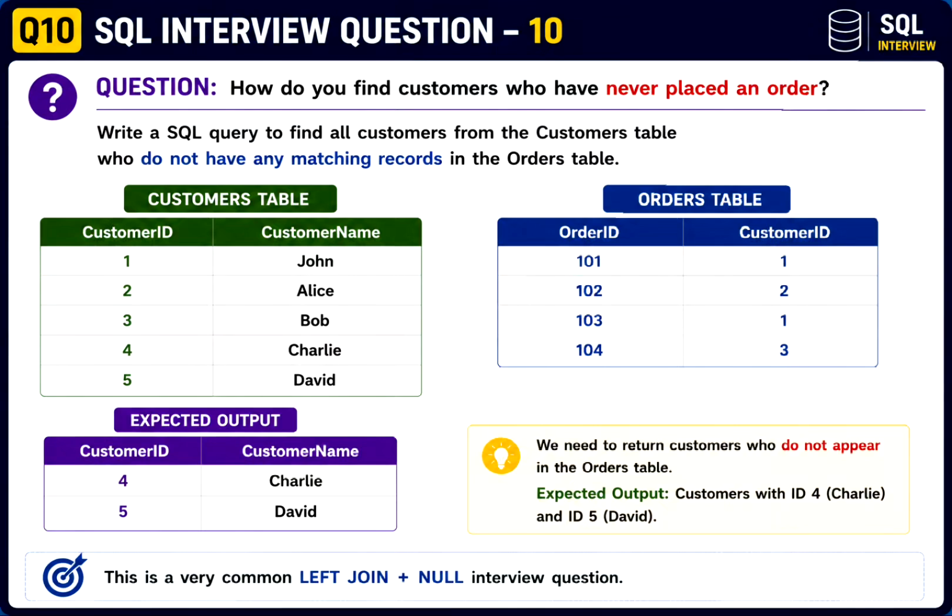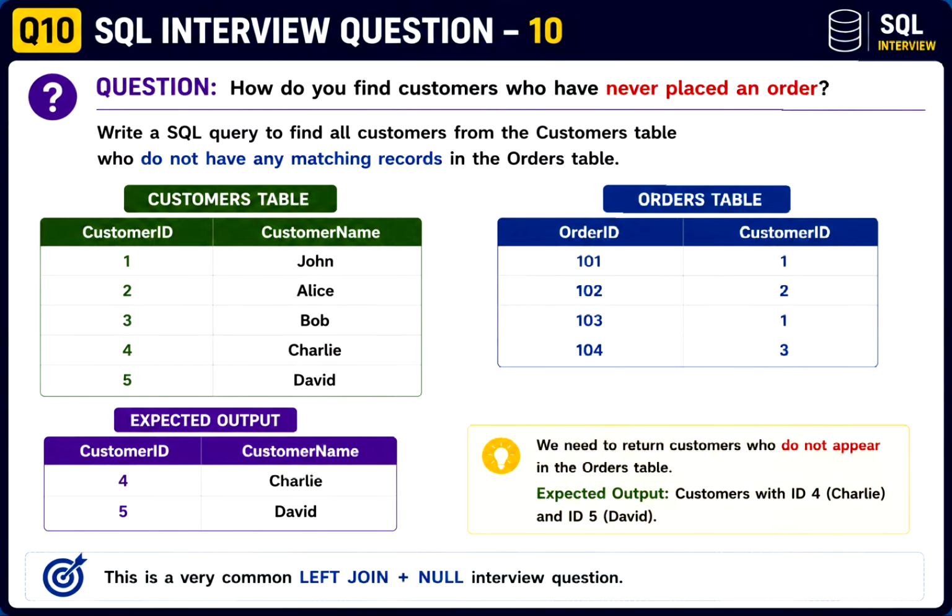So what is the requirement? We need to find customers who never placed an order. In simple words, find customers from the customers table that do not have matching records in the orders table. So you can easily get the expected output: Charlie and David, right? These customers never placed any order.